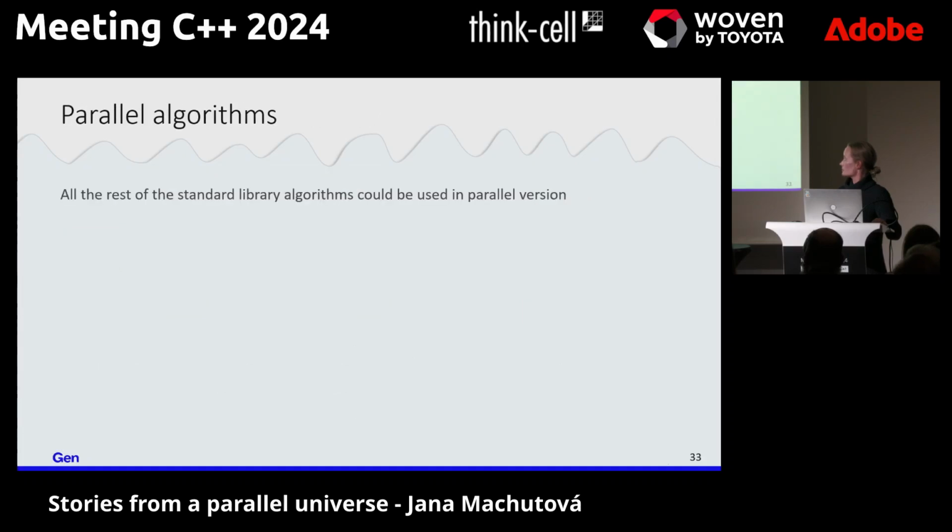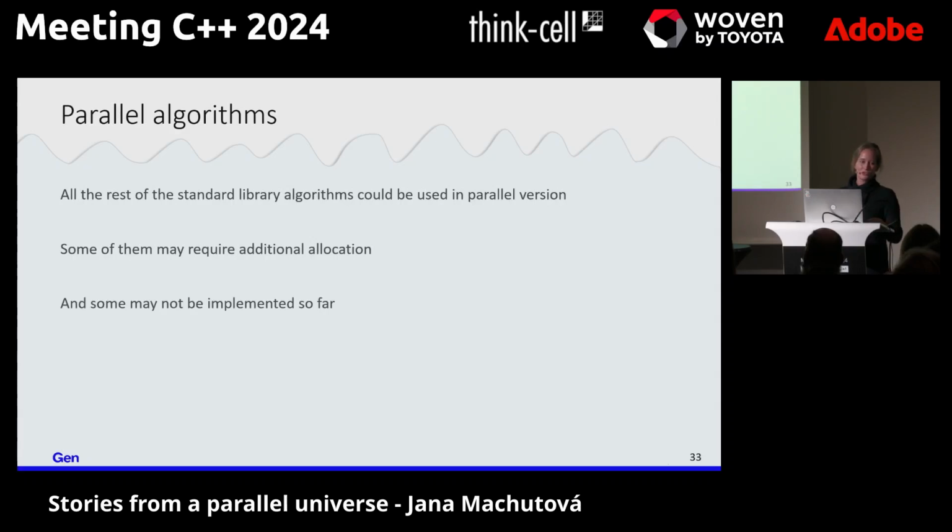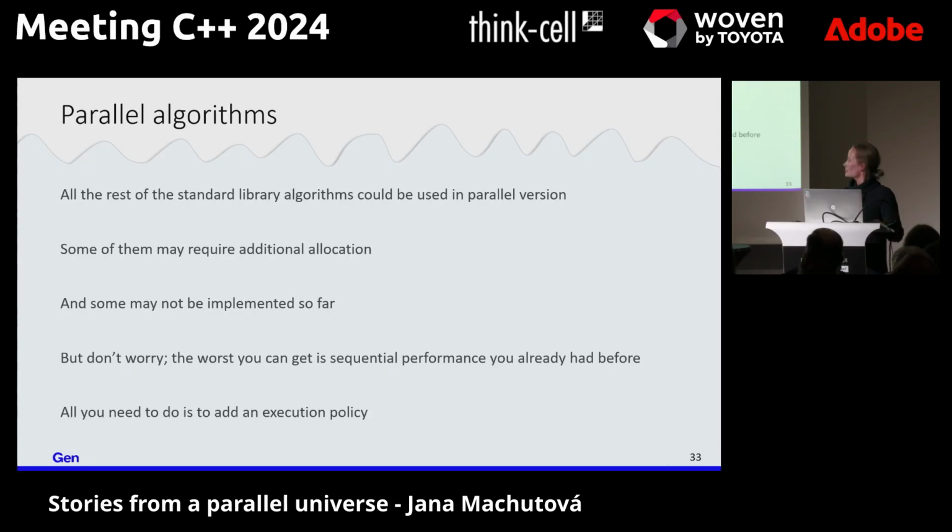And so, as I said, all the rest of the standard library algorithms can be used in parallel version without pain. And some of them may require additional allocation, like in parallel, you may need to store some temporary value somewhere, so it may have some small memory allocation on top of it. And in some implementations, maybe not all of them are implemented. It depends on the implementation, but don't worry, the worst you can get is what you already have. So all you need to do is add an execution policy.